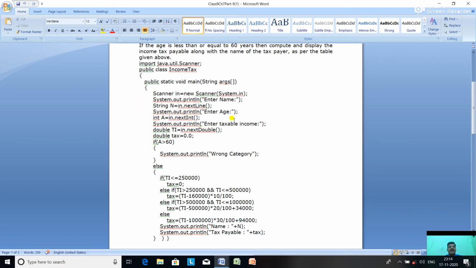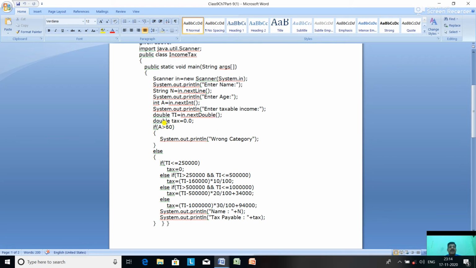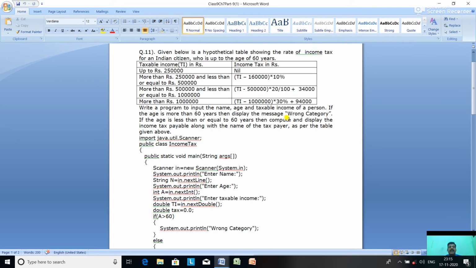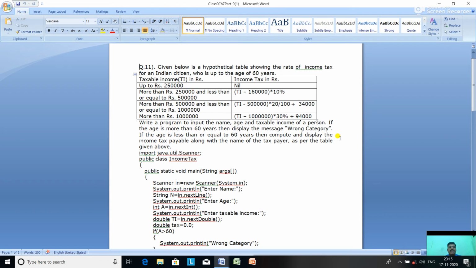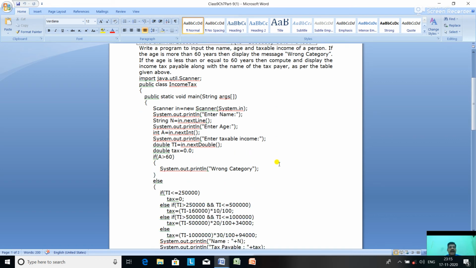System.out.println enter taxable income. double ti, for taxable income, equal to in.nextDouble. We have taken double type. double tax equal to 0.0. Tax is the double type initialized by 0.0. Now the question is saying if the age is more than 60 years, then display the message wrong category. So first check that. If a, for age, greater than 60, then it will print System.out.println wrong category. And if the age is not above 60, then according to this table we have to check and calculate.